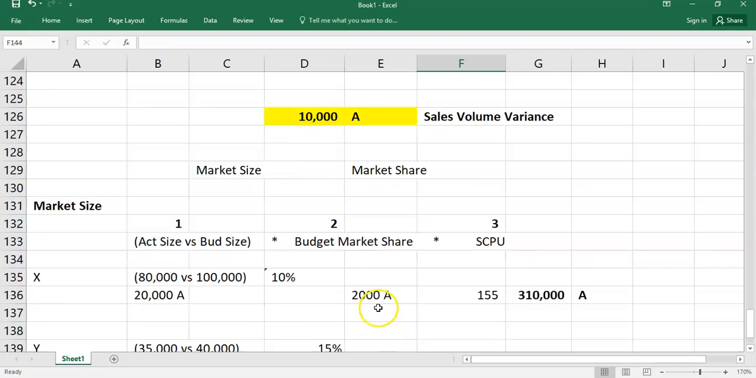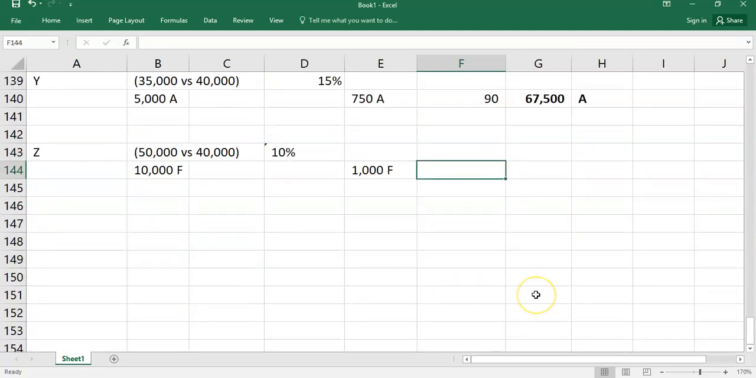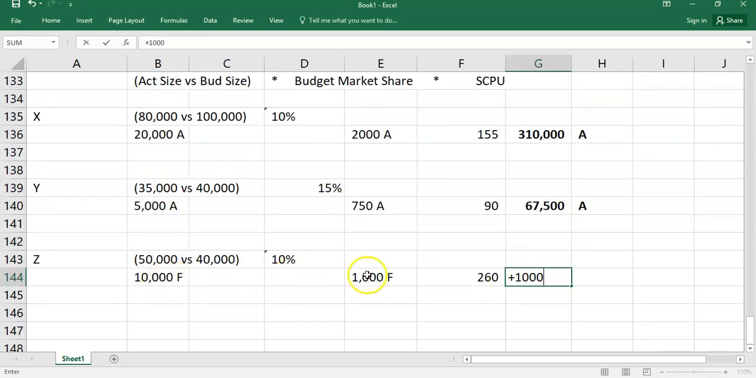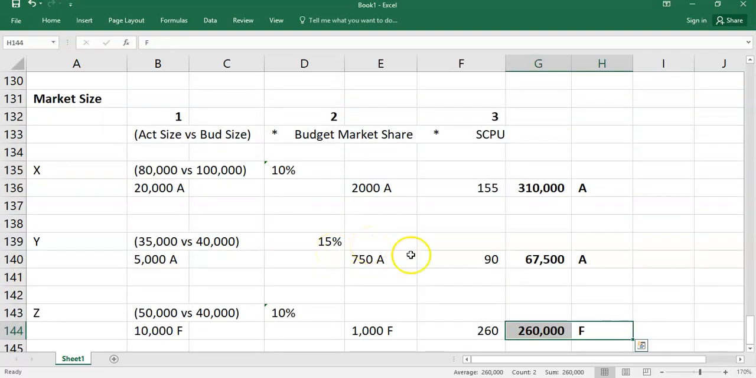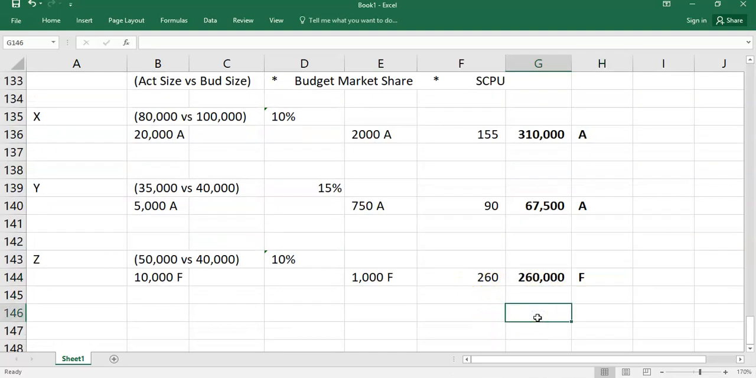And that is the contribution per unit there, 260. So because the overall industry was bigger than expected, you're going to get an extra expected share of 1,000 units, and each extra unit is worth 260 to you. So that's 260,000 favorable. So when you're doing your market size, you do them individually and you tot them up. So here it's 310 plus 3675 minus net off the smaller one, which gets you 117,500 adverse. And that is your market size.